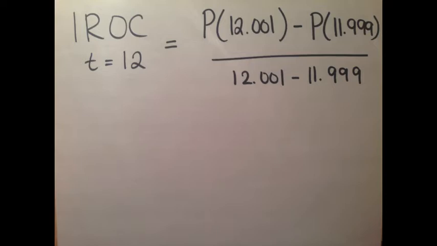The IROC formula is very similar to AROC. The formula for AROC is the same as IROC. The only difference is that AROC uses 2 different points from your polynomial and IROC only uses 1. So to get the closest answer to the exact value, you add and subtract 0.001 to the IROC value that you need to solve for, and in our case, that value is 12.